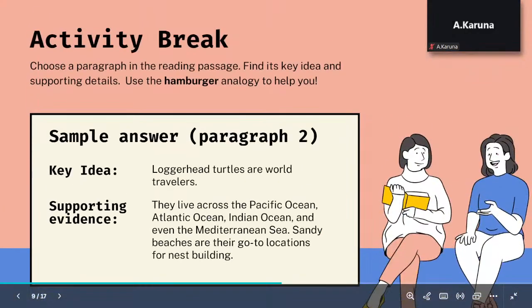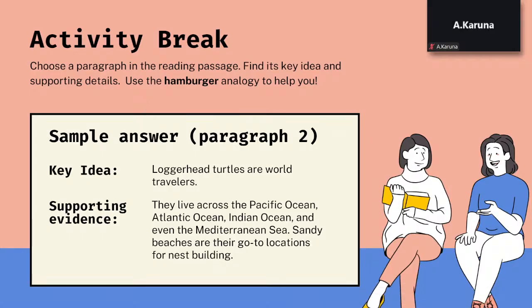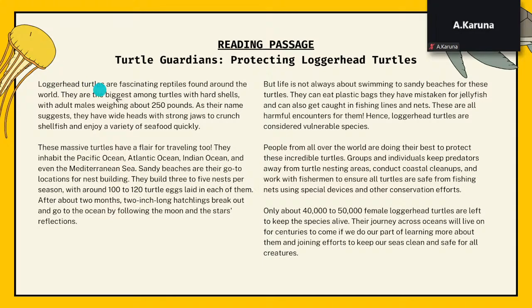Okay, move on. So, activity break. We just did this, right? Choose a paragraph in the reading passage and find its key idea and supporting detail. Use the hamburger analogy to help you. We just did that, right? So we did paragraph 2, right here. Loggerhead turtles are fascinating reptiles found around the world. And we said this paragraph supports that sentence.